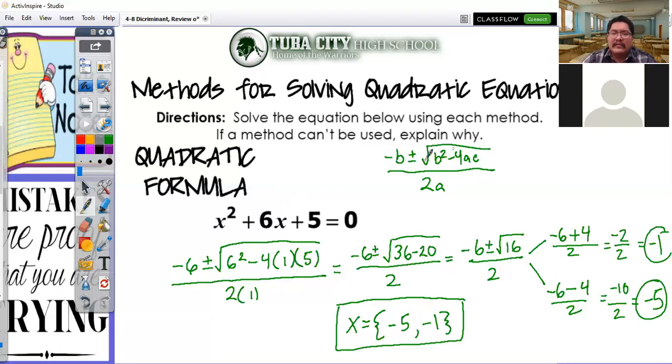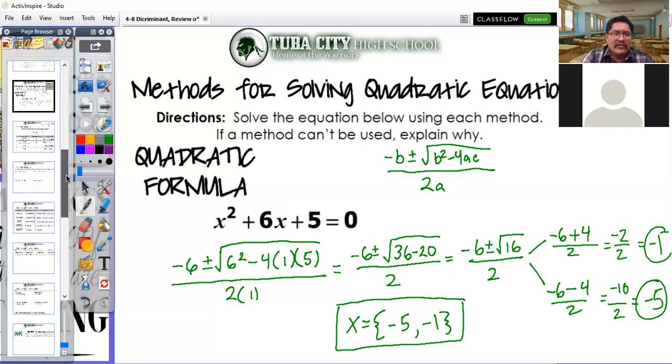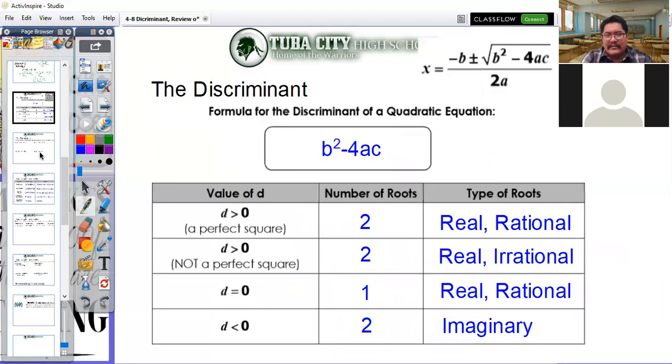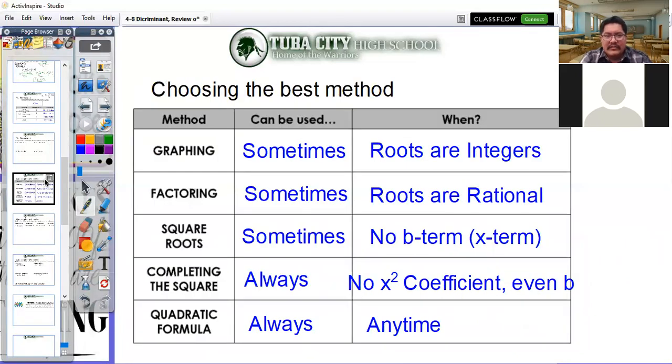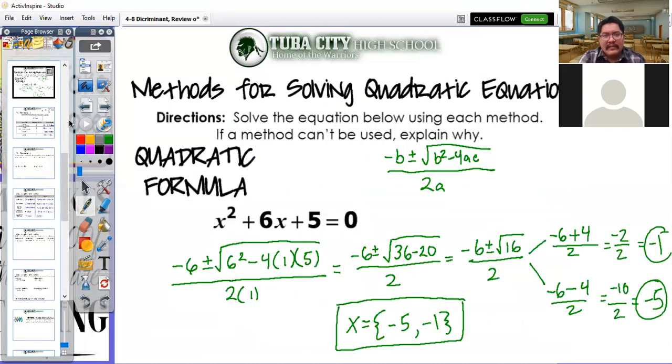And don't forget that you can look at the discriminant to see what kinds and how many of the solutions you will have. All right, so I think that's pretty much it. From here, it just goes on to what we did in the last class. So again, there's the discriminant, which I mentioned before. And this is how you would choose the best method. We went over all of the methods, so you should be able to look at these and tell what would be the best method.